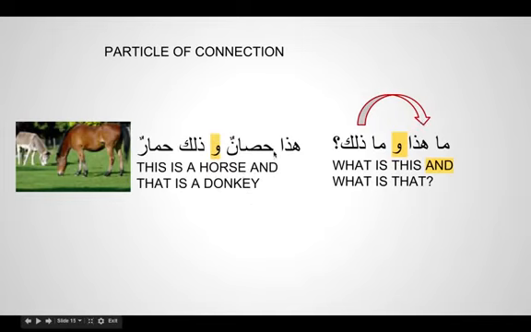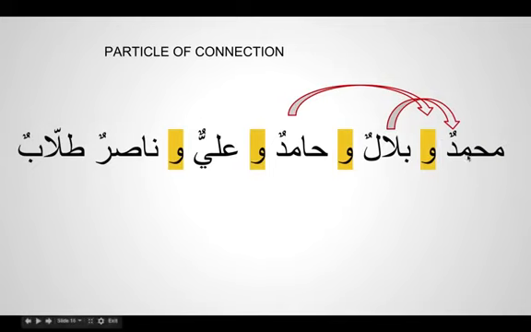We have the same thing with the answer. We say hadha hisanun, this is a horse, but our answer is not complete. We say wa dhalika himarun, and that is a donkey. So dhalika himarun is connected to hadha hisanun, because hadha hisanun is an answer and this is a part of the same answer. Let me give you another example to make it clear. If you are saying Muhammadun wa Bilalun wa Hamidun wa Aliyun wa Nasirun tullabun, Muhammad, Bilal, Hamid, Ali, Nasir are students.